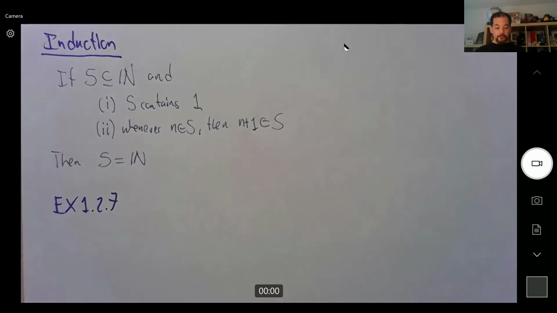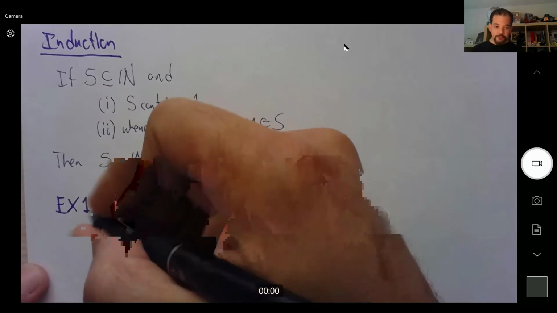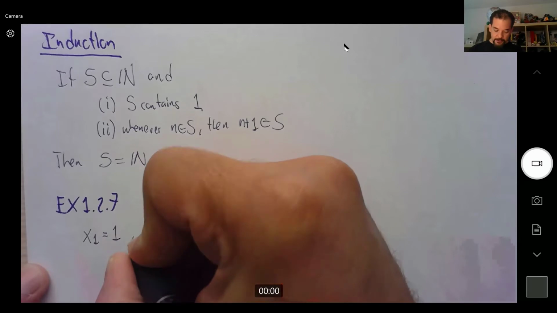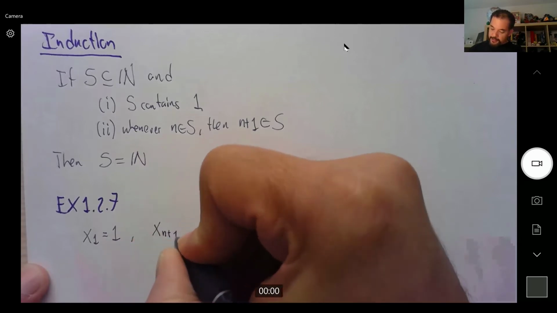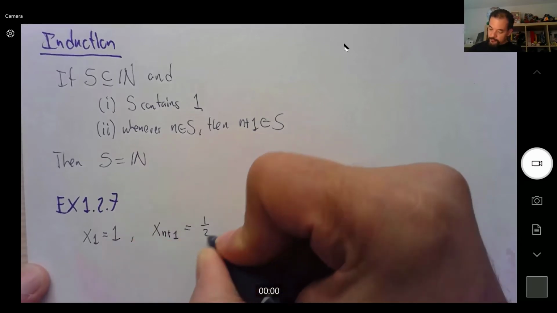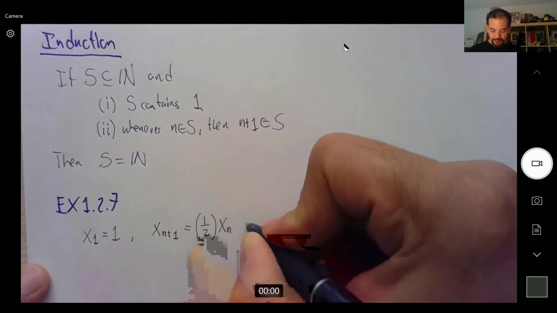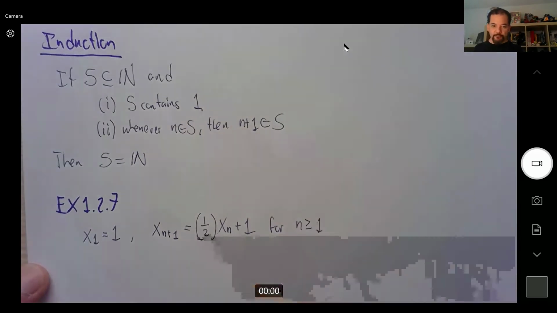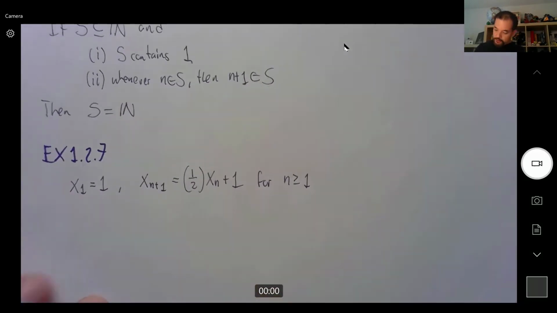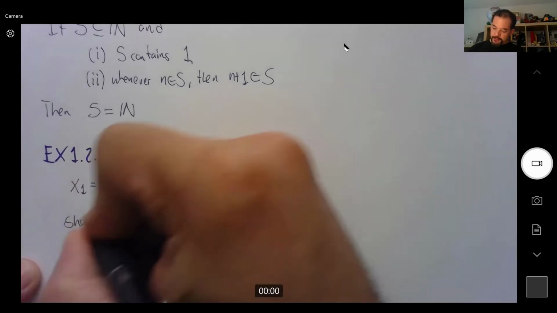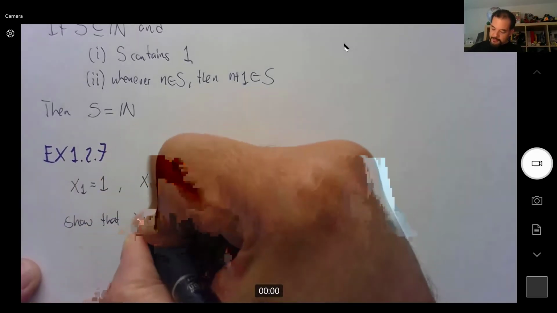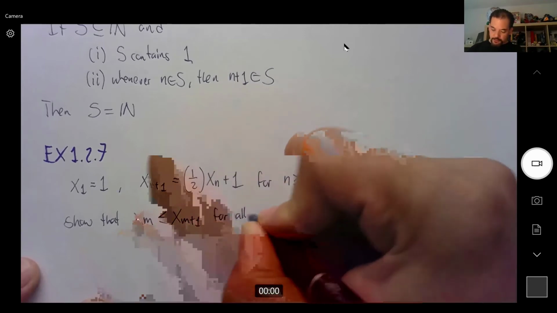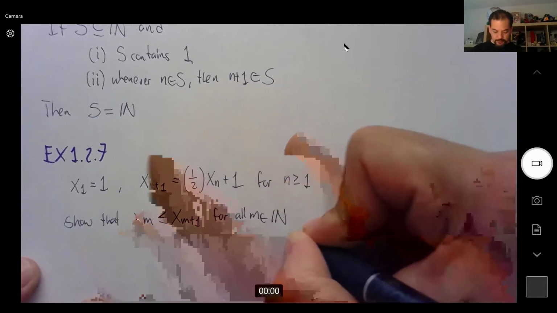And we're going to define a sequence of real numbers. The first element in the sequence is going to be 1. And then the (n+1)th element will be defined as 1/2 times the nth element plus 1. And what we need to do is to show that x_n is less than or equal to x_(n+1) for all n natural numbers.